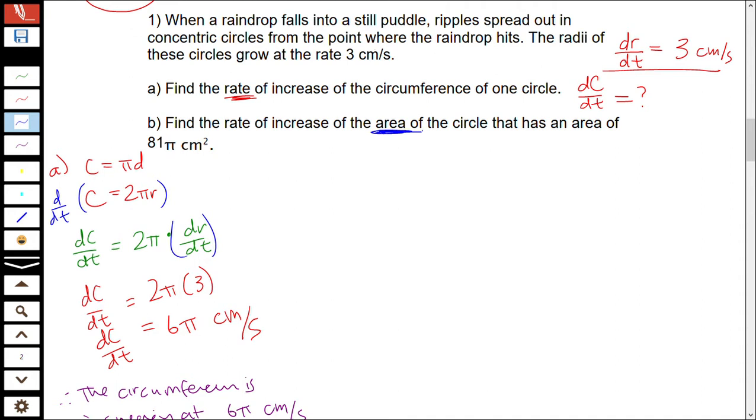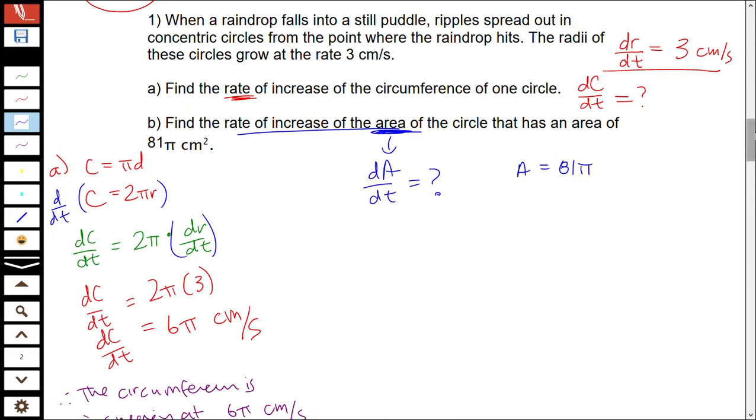So what are they looking for here? In mathematical terms, the rate of increase of the area is going to be dA over dt, because per time we want to know how fast the area is increasing. Okay, so this is what we're looking for, at area is equal to 81 pi. So when it's 81 pi, what is going to be my rate?